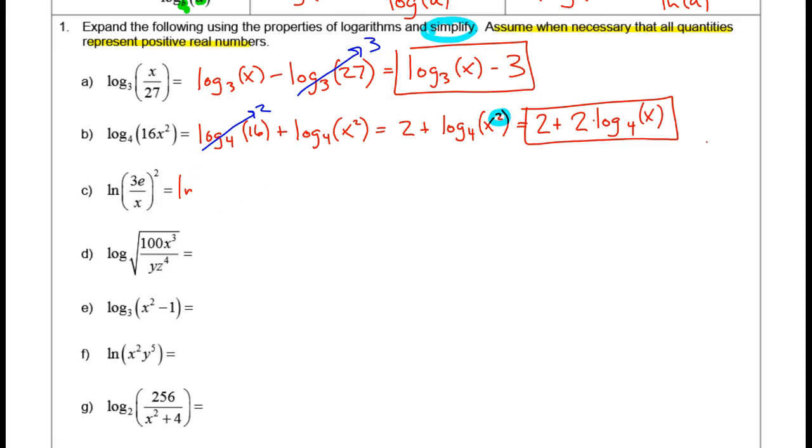Okay, so the natural log of, it's the entire quantity, 3e over x squared. That is what is being squared. You're taking the natural log of that. All right, so let's go ahead and speed through this.